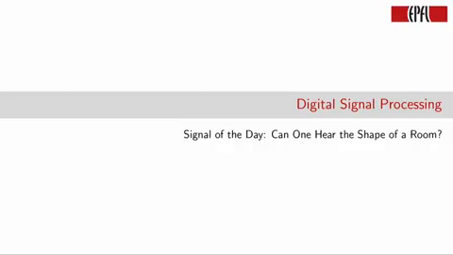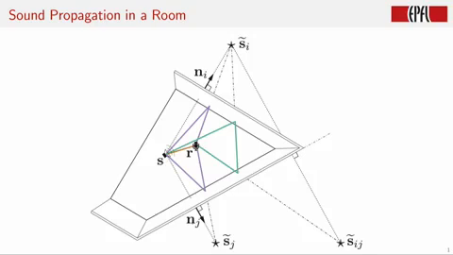In today's Signal of the Day, we have a look at an important problem in room acoustics, entitled Can One Hear the Shape of a Room? Let us first investigate how sound propagates in a room between a sender or a loudspeaker, S, and a receiver or a microphone, R, which is illustrated in the following figure.